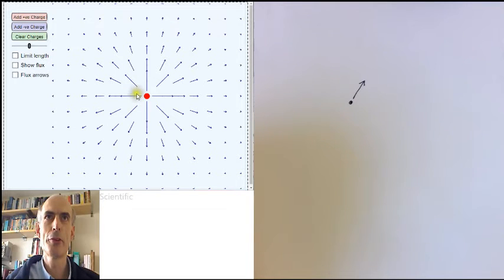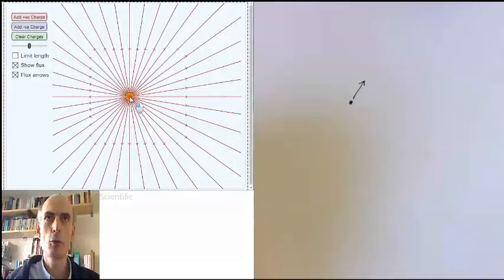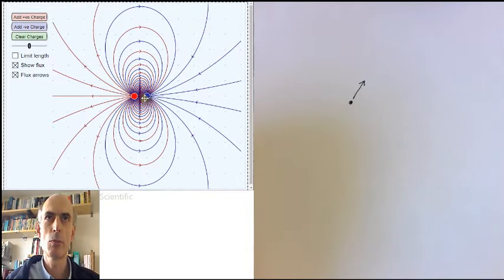If you remember the demo, these are electric field lines where the length of the arrow represents the magnitude of the electric field. If you represented the same situation in terms of flux, you'd get a picture like this. This is a positive charge, so the flux is streaming away from the positive charge. If I move the positive charge a little distance and then add a negative charge, then we get the characteristic flux pattern of a dipole.